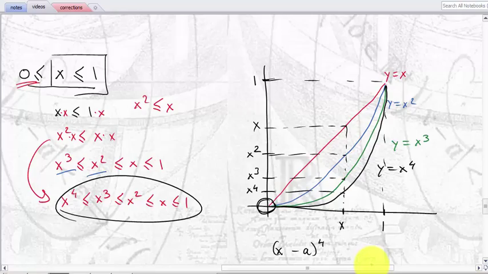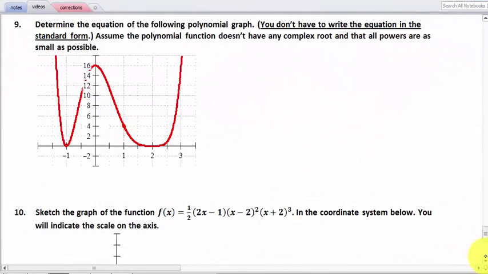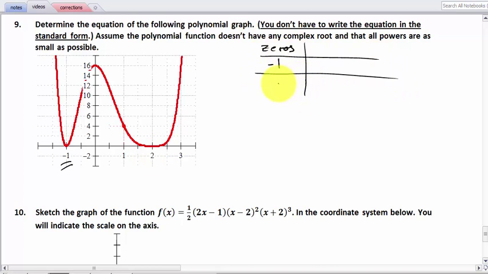Let's go over the last series of examples. I'm going to let you do 8 and 10, and I'm going to do number 9. You have to determine the equation of the following polynomial. Don't expand it, we're going to keep it in factored form. You assume that the polynomial doesn't have any complex roots and that all the powers are as small as possible. So I have a 0 at -1, and I have another 0 at 2.